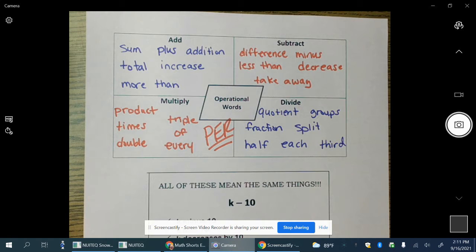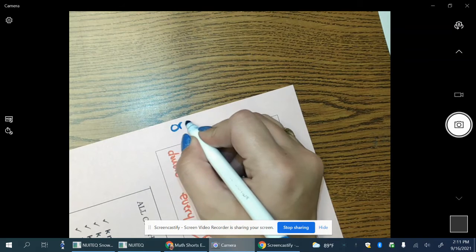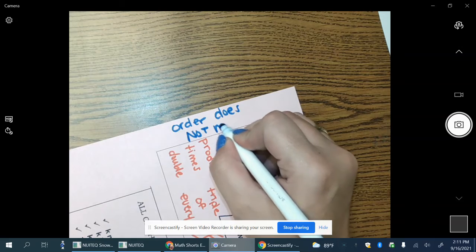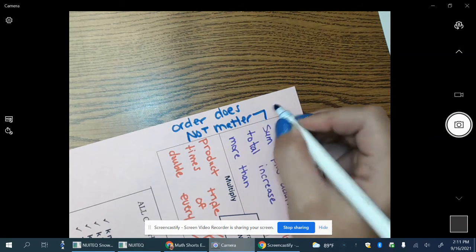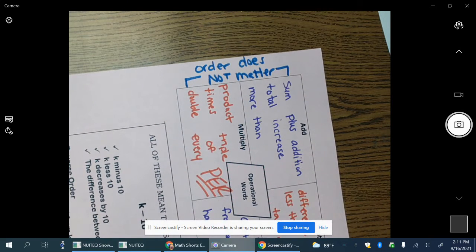Now, when you are adding, does the order matter? No. 2 plus 3 is 3 plus 2. When you are multiplying, does the order matter? What's 2 times 3? 6. What's 3 times 2? 6. Okay. So, order does not matter when we're adding and multiplying. It doesn't matter which number comes first. It doesn't matter what I put in the calculator first.